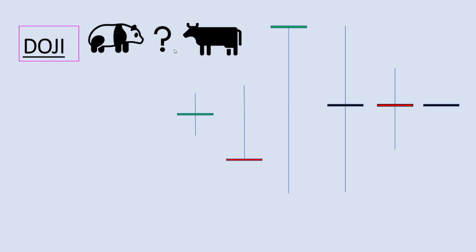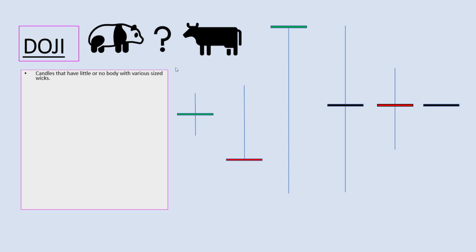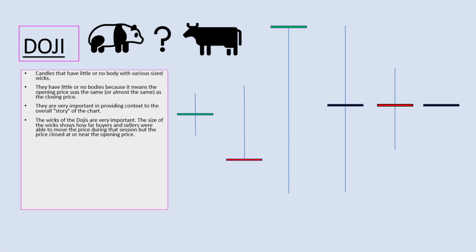Do not forget the doji. What is a doji? Well, on the chart, you'll see some candles don't look like candles at all. They kind of just look like this, right? Looks like some kind of strange language or something, right? Well, they're candles that have little or no body, with various sized wicks. So that's what we have here. These are called dojis, okay? They have little or no bodies because it means the opening price was the same or almost the same as the closing price. They are very important in providing context to the overall story of the chart.